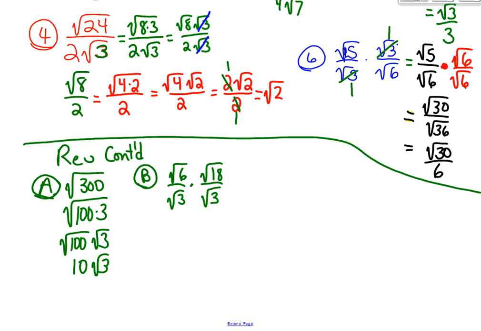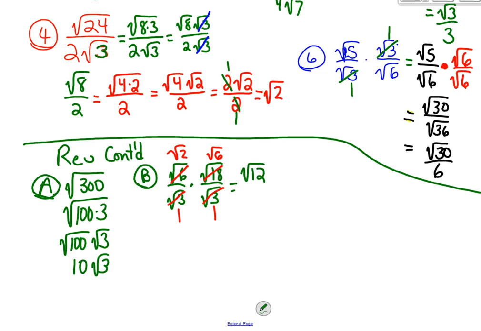So I'm going to say the square root of 3 divided by the square root of 3 is 1. The square root of 18 divided by the square root of 3 is the square root of 6. And then in the first fraction, the square root of 3 divided by the square root of 3 is 1. And the square root of 6 divided by the square root of 3 is the square root of 2. Now when I just multiply straight across, I get the square root of 2 times the square root of 6 on the top, which is the square root of 12. And 1 times 1, which is just 1.